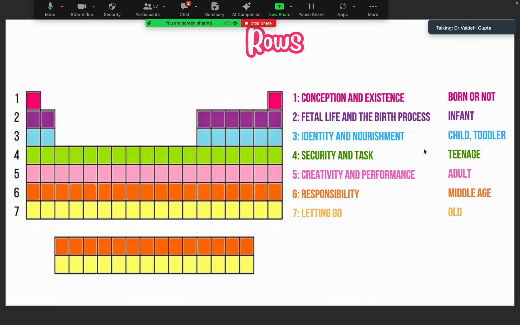After getting birth, that infant wants nourishment. He also wants identity. He starts identifying things. So it is a phase of child and toddler.